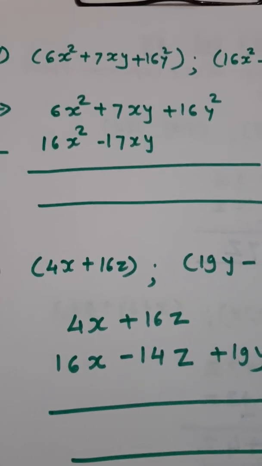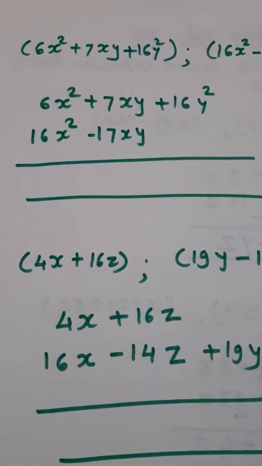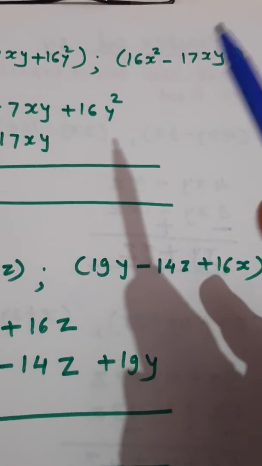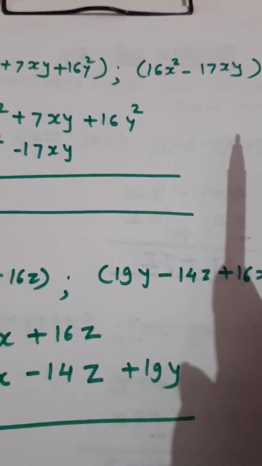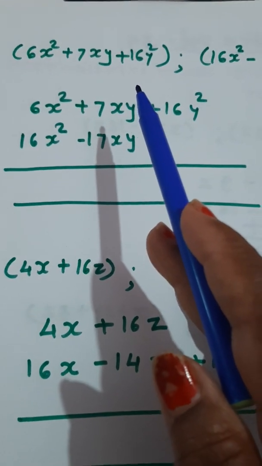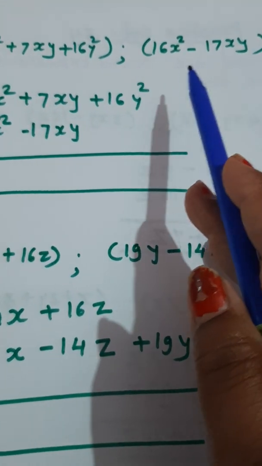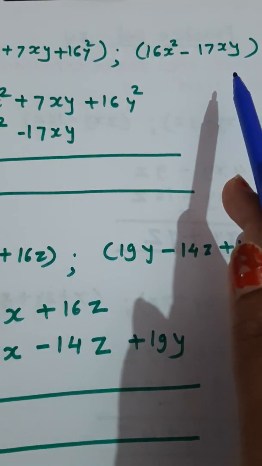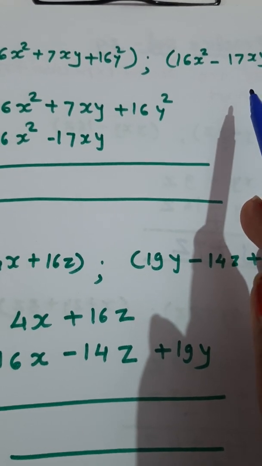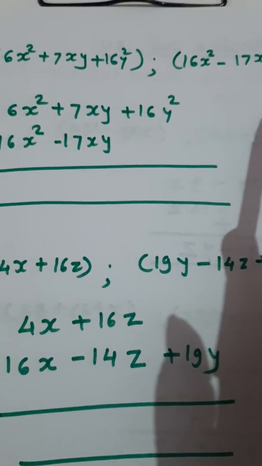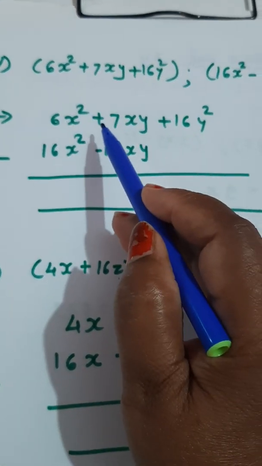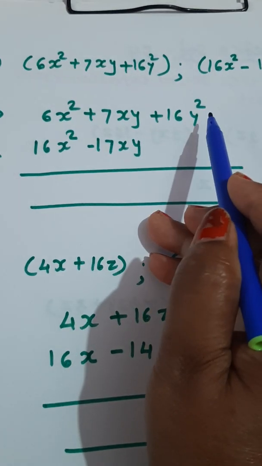See, 6x² plus 7xy plus 16y², and the second expression is 16x² minus 17xy. In the first algebraic expression, 3 terms means it is a trinomial, and in the second algebraic expression only 2 terms means binomial. And you know it very well, terms are separated by positive or negative sign. So arrange vertically. 6x² plus 7xy plus 16y².